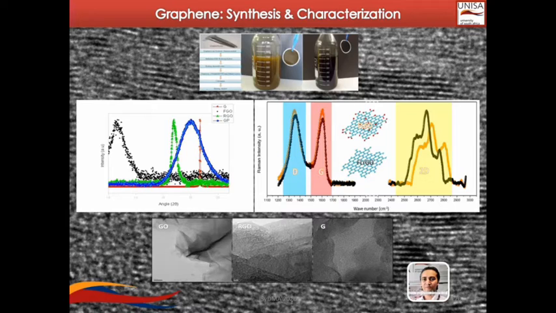So as the results show, there is a wide broad peak of XRD around 26, and there are the so-called 2D peaks which are confirming the production of few layered graphene. The images are also showing semi-transparent graphene layers, which means that the product is formed of few layered graphene sheets.